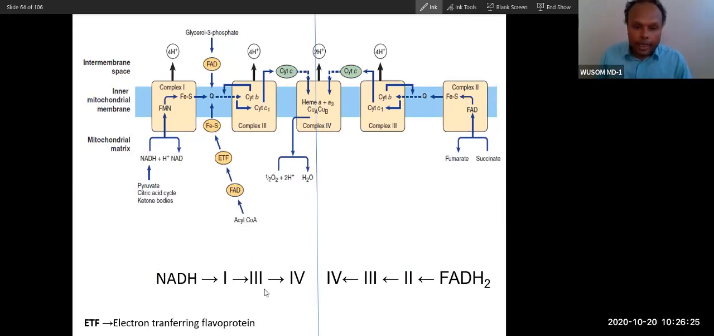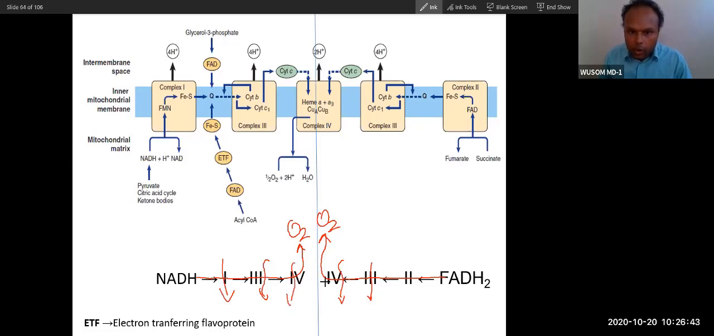So I will tell you where this flow of electrons from NADH will reach oxygen. Here also it will reach oxygen. This will make a circuit for the flow of electrons. Because of this, protons will be pumped.